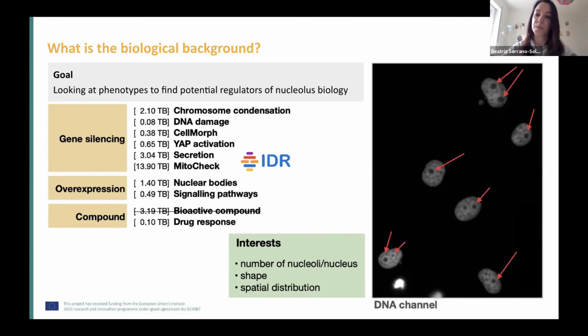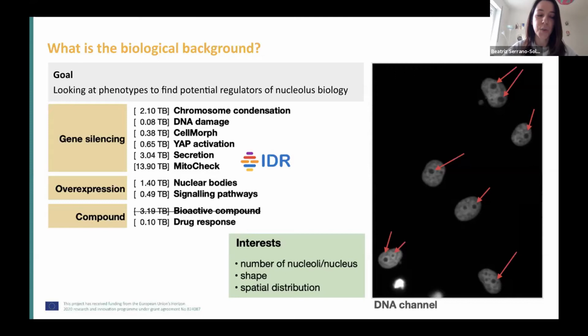The absence of DNA is the nucleolus that you see here pointed by red arrows, and it's like a hole in the nucleus. And what we wanted to see here is if when a gene is silenced or expressed or there is a compound acting on it, if the number of nucleoli per nucleus is changing, if the shape of the nucleoli is also changing, or they distribute in a particular way within the nucleus.